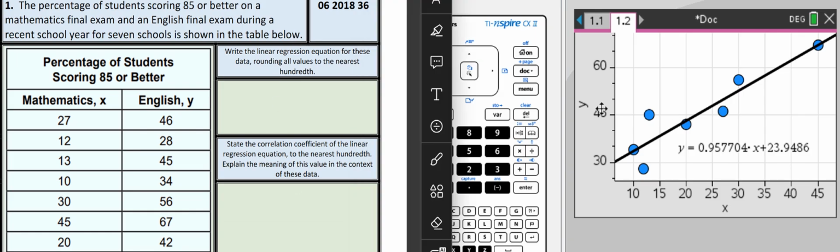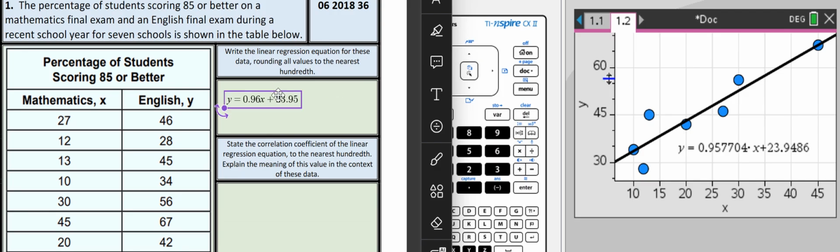So we want to write this down, right? Y equals, it says 100, this is tenths, hundredths, round up. So 7 rounds up to 0.96. And then over here, we want to round to hundredths, so tenths, hundredths, so 23.95. And of course, it equals Y.